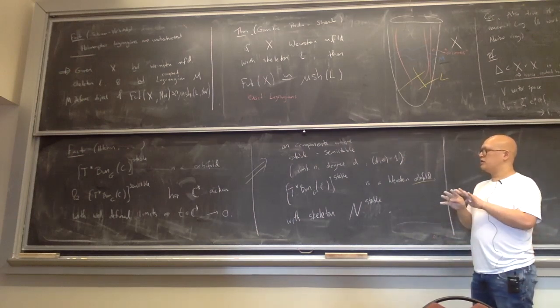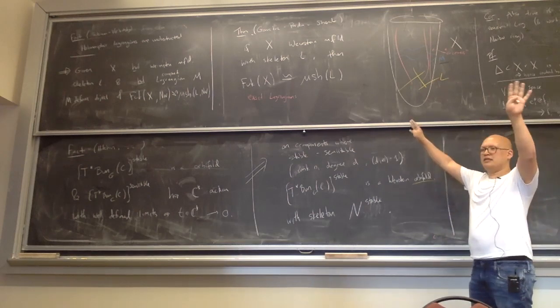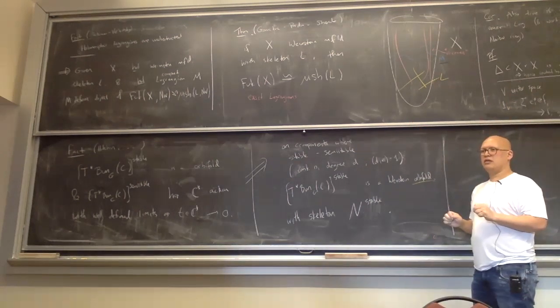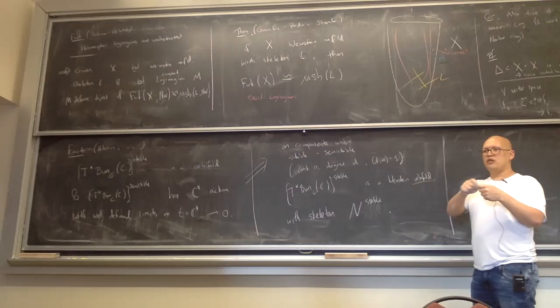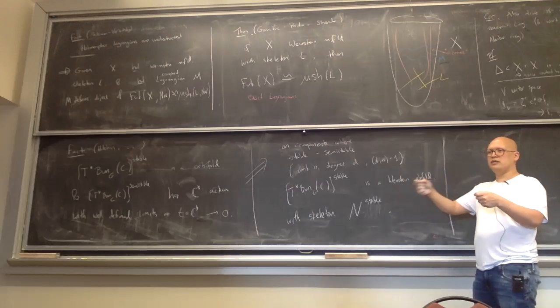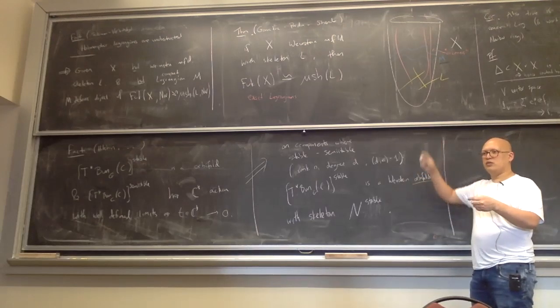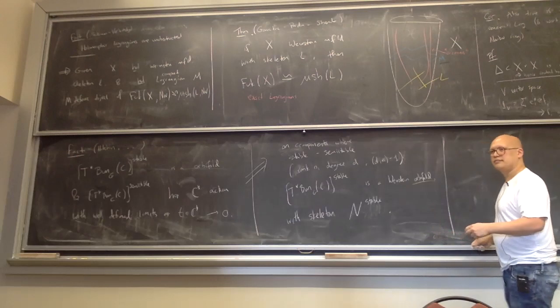Skeleton means the part which does not escape as t goes to infinity. The limit as t goes to 0 will be only the C star fixed points. But there are also things connecting different C star fixed points, which don't escape to infinity, and that's also part of the skeleton.